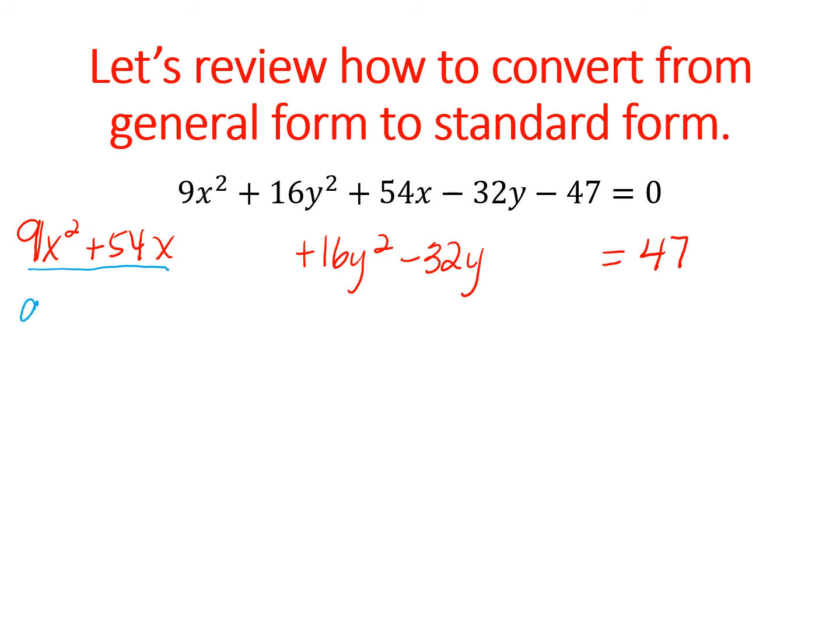So if we take out a 9, we're left with x squared plus, and 9 times 6 is, excuse me, 54. So that becomes a 6x. Same thing here. We look at 16 and 32. Again, the greatest common factor of the coefficients is 16. And so that turns into y squared minus 2y.